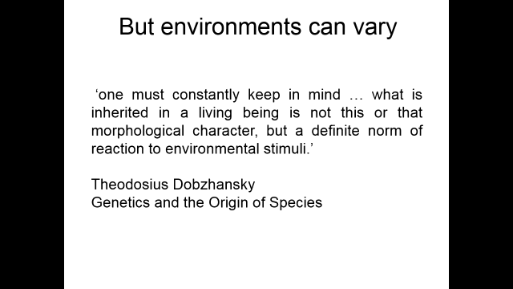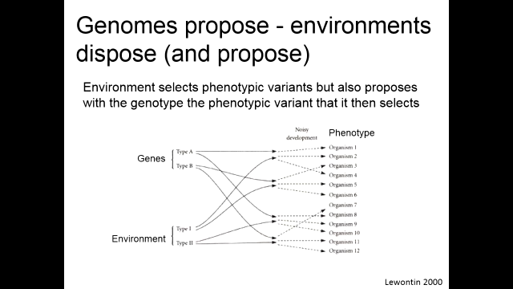Now, Dick Lewontin actually took this one step further, which is maybe not surprising. He was one of Dobzhansky's students. And he said that when you consider that genomes propose and environments dispose, you have to also consider that the environment selects phenotypic variants, but also proposes with the genotype the variant that it then selects. So the environment can work with the gene to give rise to phenotypic variation that can be subject to natural selection in an environment.